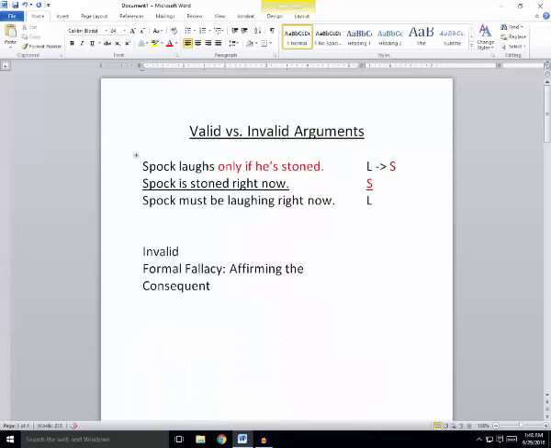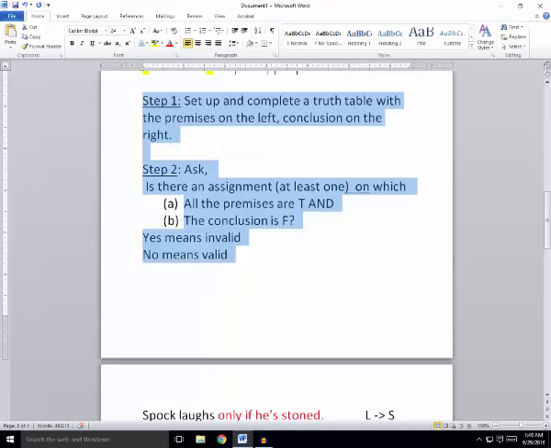Now, the main point here was not to memorize a valid form and an invalid form. The main point here was to understand the test of whether an argument is valid or not within our system on a truth table. And that's a test that will give you an answer every single time. It will give you the correct answer if you apply it correctly. Is the argument valid or invalid? So that's kind of a nifty thing to have.